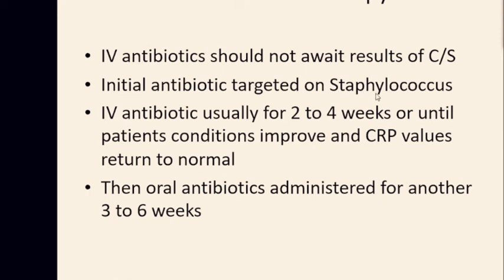The initial antibiotic is targeted at Staphylococcus, and IV antibiotics are usually given for 2 to 4 weeks. Then once the CRP and ESR values improve, you can give oral antibiotics, which you also give for 3 to 6 weeks. So when you are treating a patient with osteomyelitis, you will need antibiotics for 1.5 to almost 2.5 to 3 months. It's quite a long time. If you do not take adequate antibiotics during acute osteomyelitis, it will go into chronic osteomyelitis, which is very, very difficult to treat.